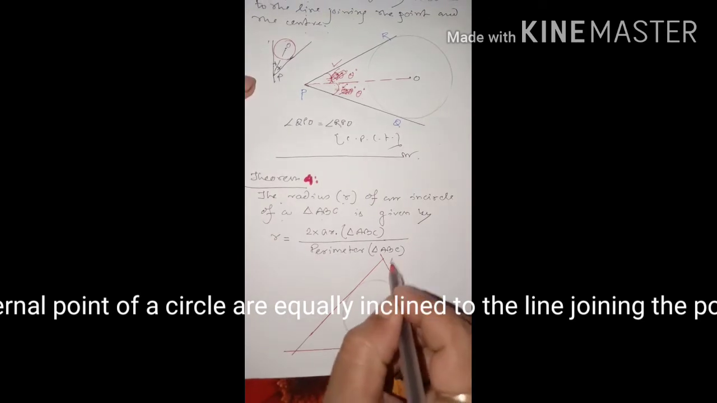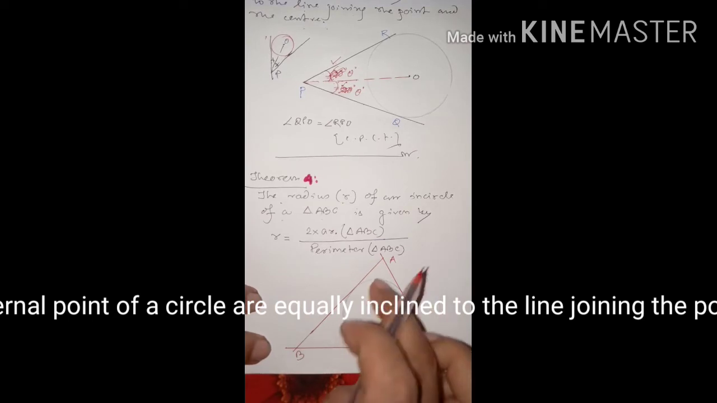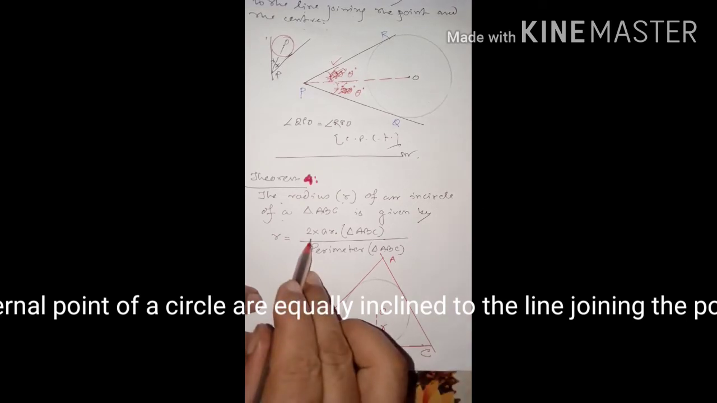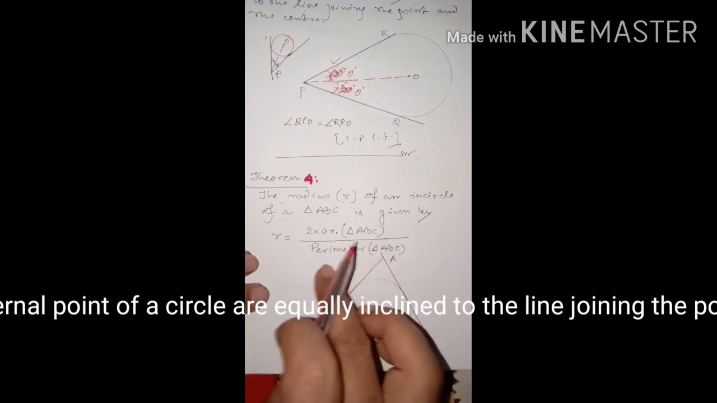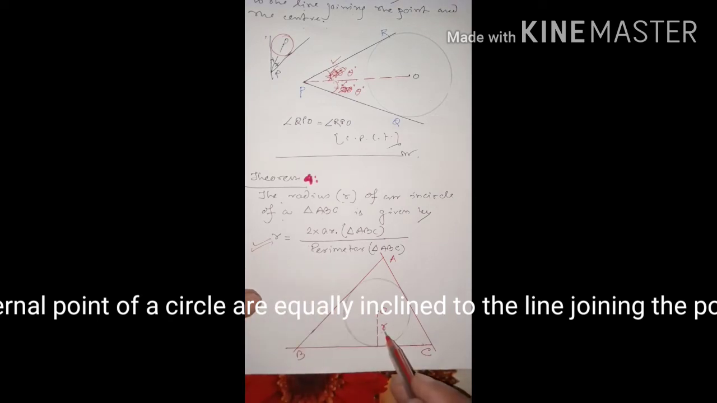So, triangle ABC. Here is the center O, and this circle touches all the sides of the triangle. Suppose this circle's radius is R. How is this radius related to the area of the triangle and the perimeter of the triangle? This relation tells about that. This radius length will be equal to twice the area of the whole triangle divided by the perimeter of the triangle. We can give the proof of it.